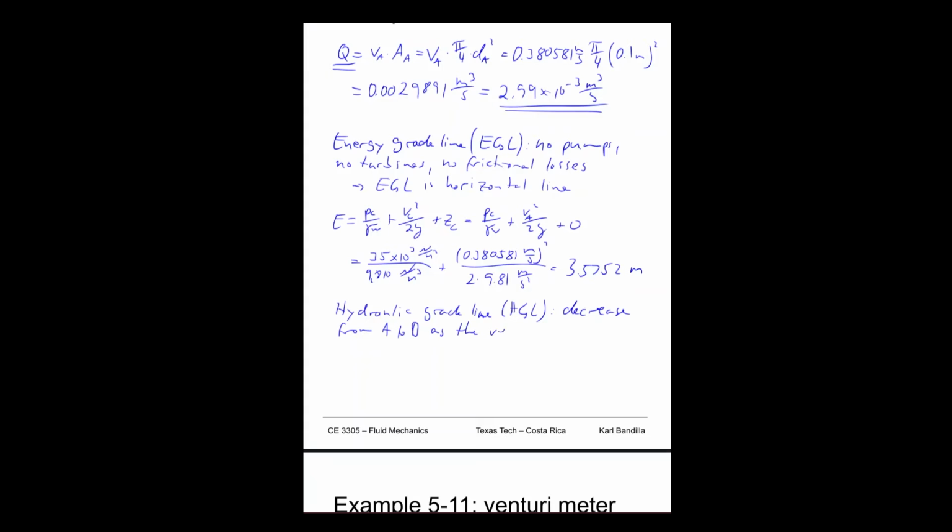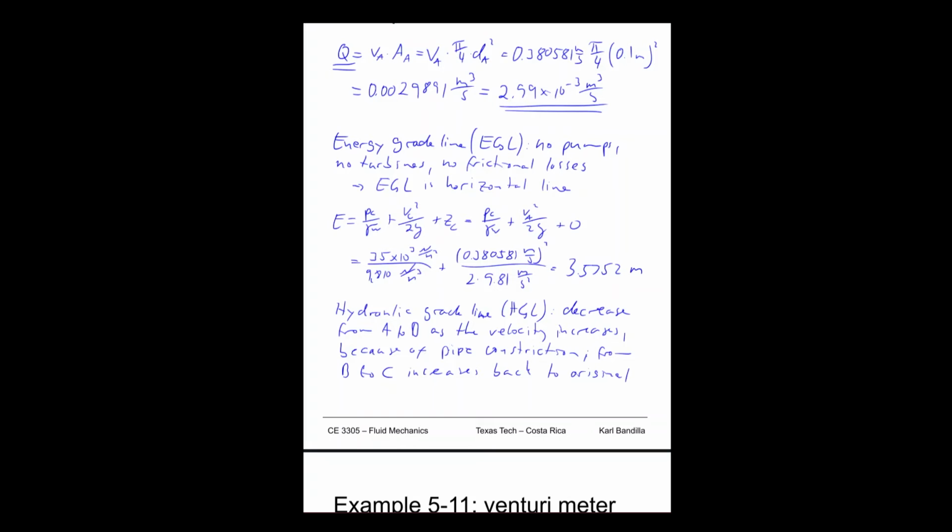As the velocity increases because of pipe constriction, right? The area gets smaller, so my velocity goes up, which means the pressure goes down. So constriction. And then from B to C, it increases back to original.